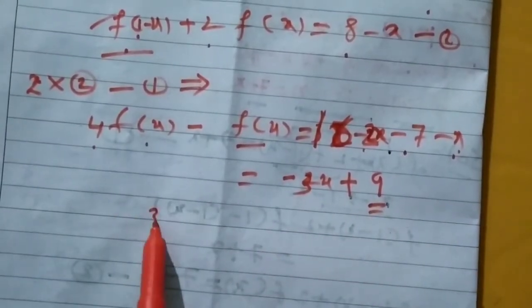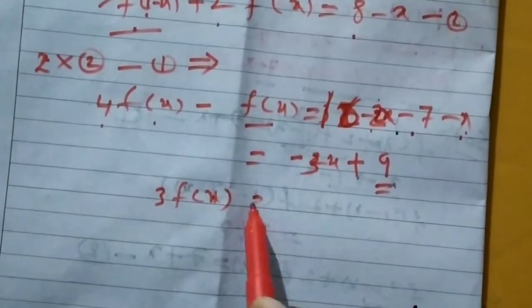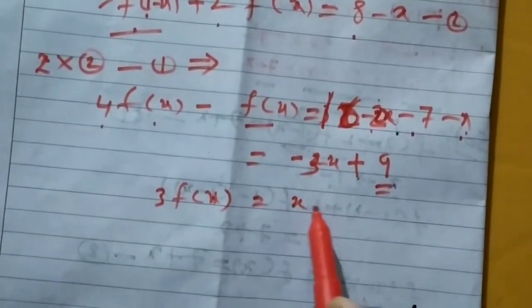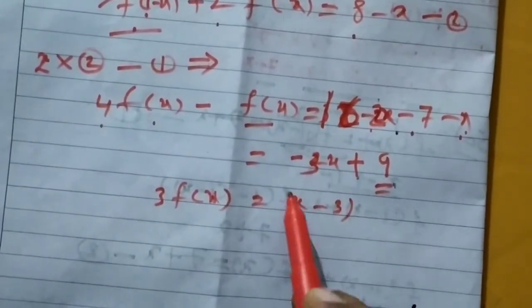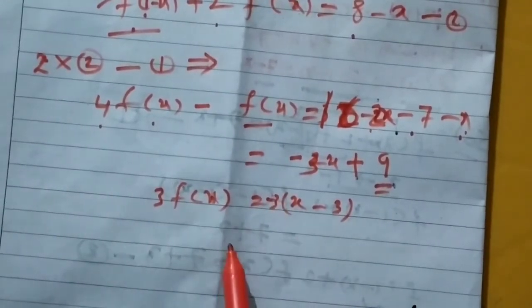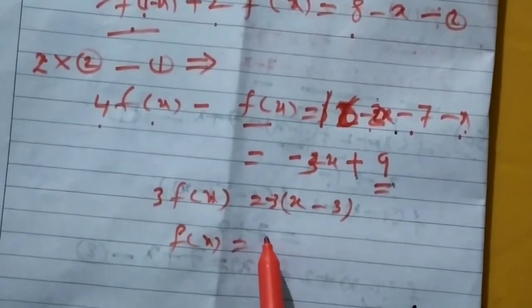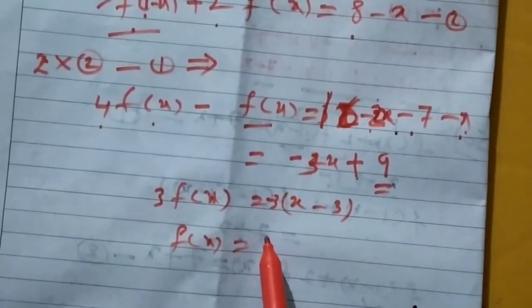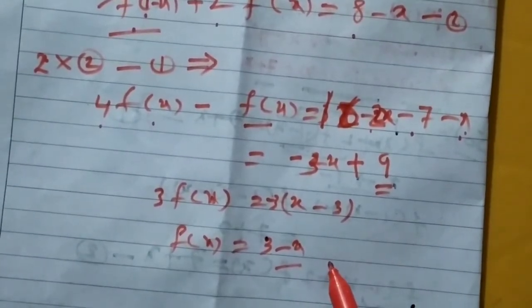Therefore, 3f(x) is equal to -3 common, x - 3, that is -3(x - 3). So f(x) is equal to -3 cancelled, 3 - x. This is the required function.